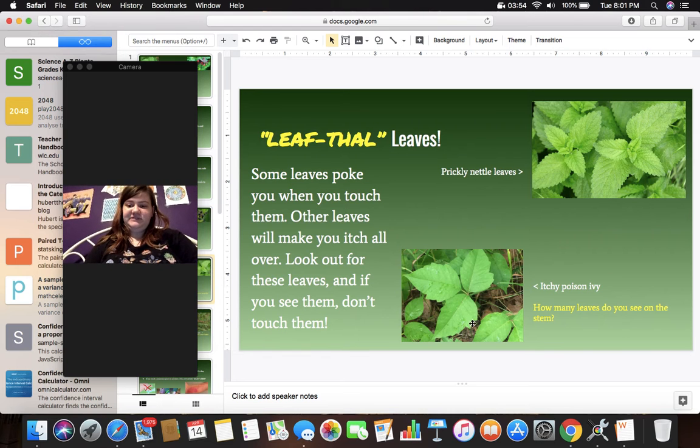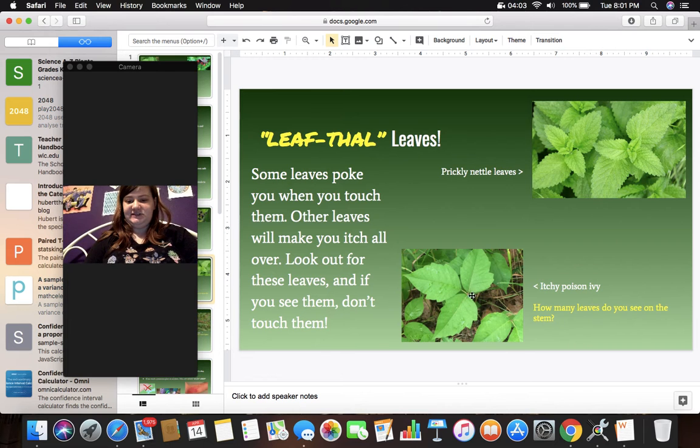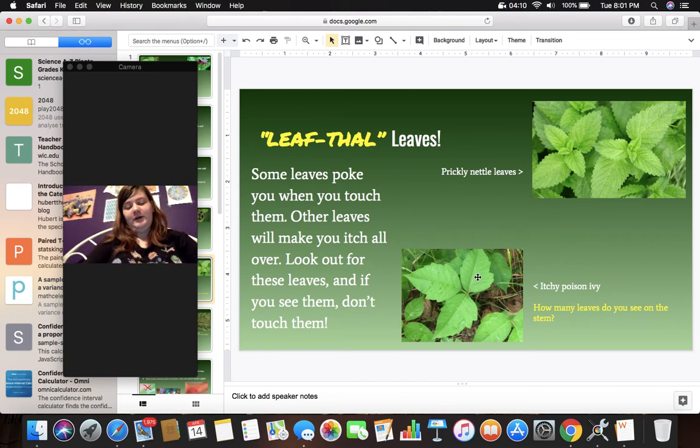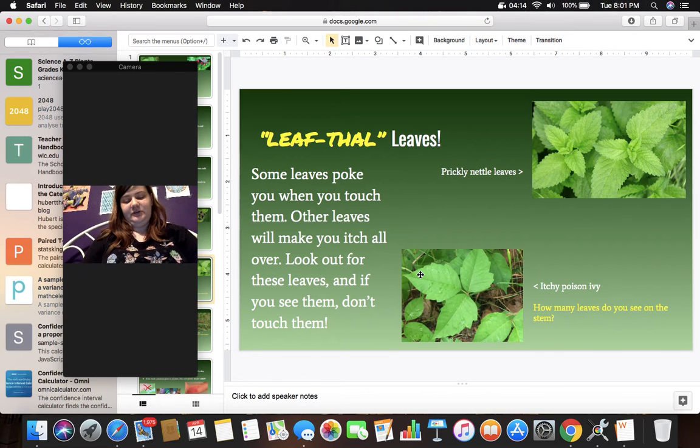And then here in this picture we have poison ivy. You might have heard of this one before. How many leaves can you see on the stem? Let's count. This is the stem in the middle right here. We have 1, 2, 3 leaves. So you know that poison ivy has 3 leaves and they look just like this. When you encounter them at the park, don't touch the poison ivy or you will itch all over. And it's not a pleasant feeling. I know people who have encountered poison ivy. It's not fun, trust me on that.